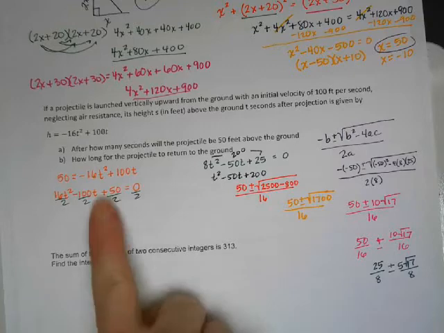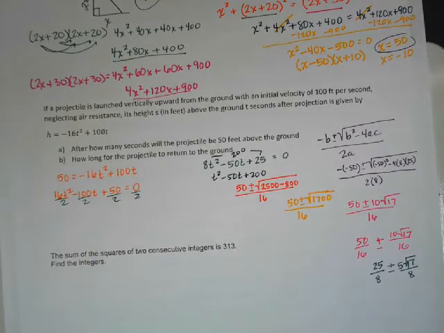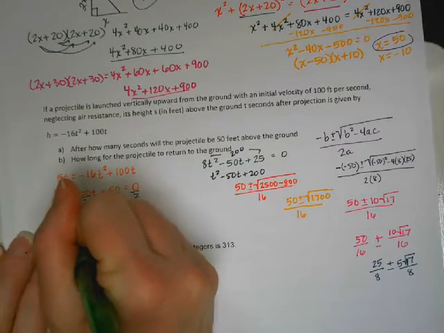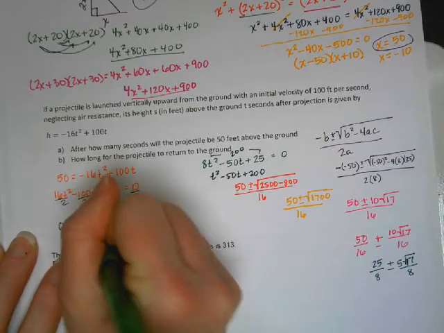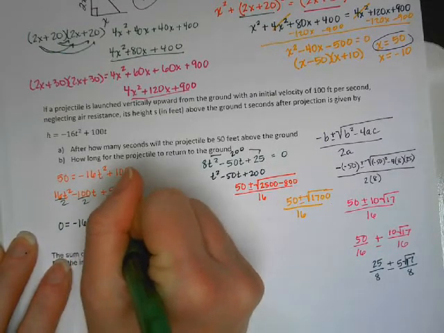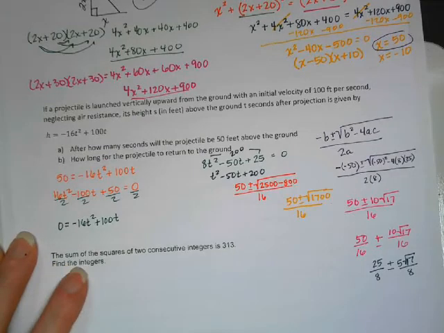Yeah, B. How long for the projectile to return to the ground? Okay, so we did how long will it take this projectile to be 50 feet above the ground. What is the height of the object when it's on the ground? 0. So that means we're just going to plug in to the same formula, but we want the height to be 0. So 0 equals negative 16t squared plus 100t.